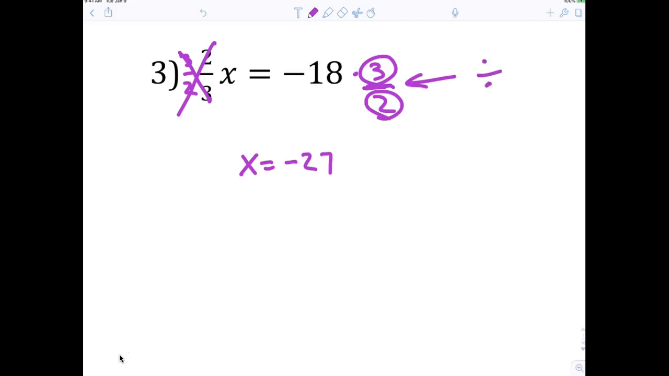Does it matter which one you divide first? No, it doesn't. All right? Good? Yeah, I get it. All right, thank you. Let's go.